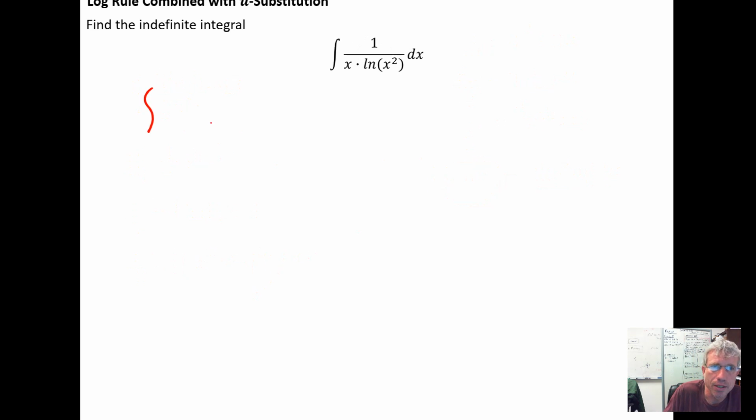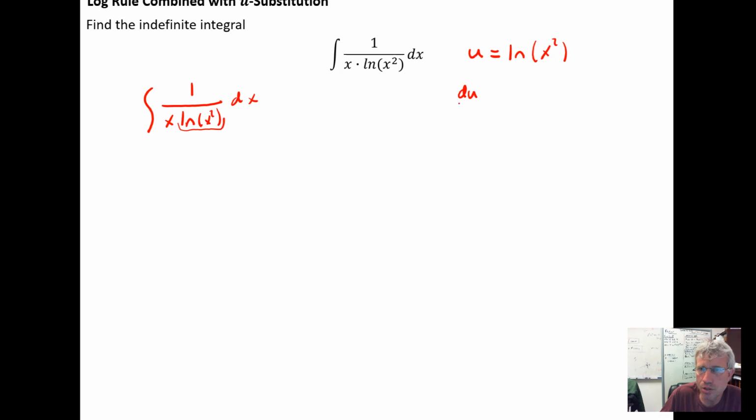So here I have the integral of 1 over x times the natural log of x squared, and this is dx. And in this case, I'm going to let my u equal the natural log of x squared, and you'll see why here in a minute. So I get u equals the natural log of x squared.